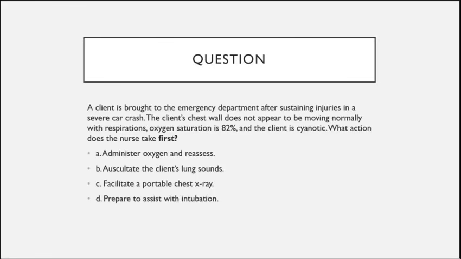A client is brought to the ED after sustaining injuries in a severe car crash. The client's chest wall does not appear to be moving normally with respirations. Oxygen saturation is 82% and the client is cyanotic. What action does the nurse take first? Administer O2 and reassess? Oh no. Well, okay, so we've already assessed. Auscultate the lung sounds? I mean, yeah, but that wouldn't be our priority. It's obvious that they're not breathing. They're cyanotic, their saturations are dropping, and they're not moving normally.